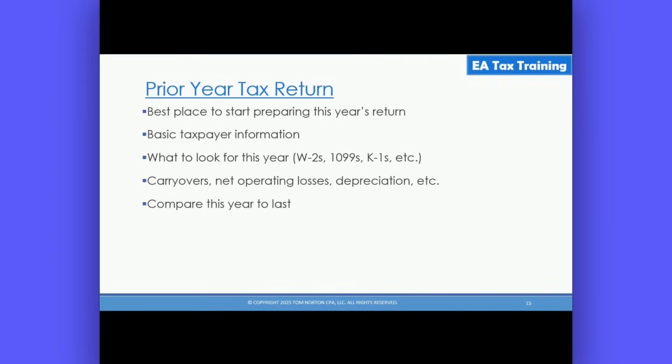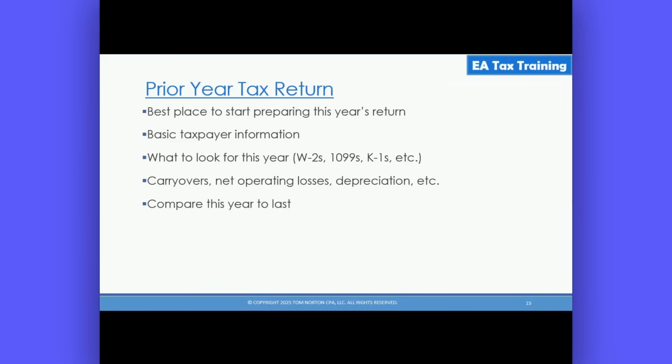And there's going to be some things that do carry over from year to year. You're going to have things like net operating losses and different kinds of carryovers. There can be depreciation which goes from year to year. So it's very helpful to have that prior year's tax return to be able to look out and compute those things. And then finally, it is good for you and the taxpayer to compare, once you're finished with this year's return, to compare it to last year's return. So it can help you as the preparer find things that you might have missed. And it can be good just to be able to see, okay, this year you made this much money, last year you made that much money, and to compare and see those things and how they change from year to year.